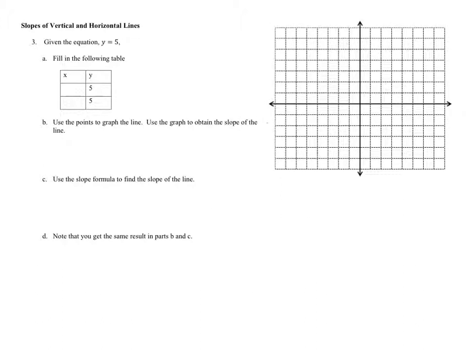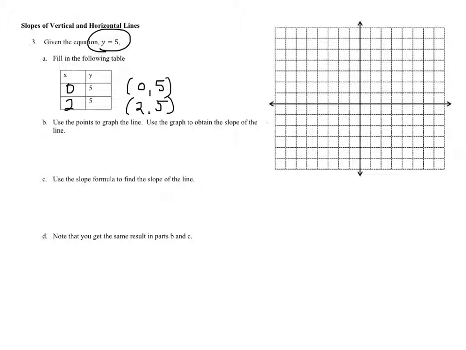Next example. Okay. Now let's talk about slopes of vertical and horizontal lines. We talked about it briefly in the beginning, but let's graph this line, and then we're going to find the slope 2 ways. So when we're given the equation y is equal to 5, that means y always has to be 5. So x could be anything it wants. So let's go 0 and 2 and graph these points, 0, 5, and 2, 5.